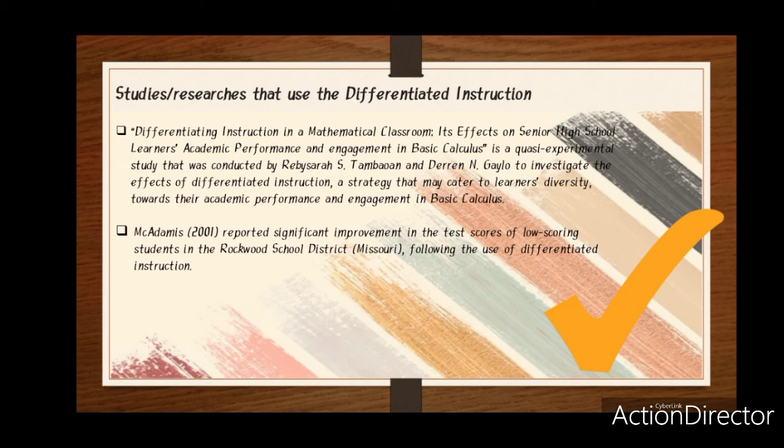The more engaged the learners in the classroom, the more suited the activities to their needs, readiness, and intelligence, the more successful they are in the learning process. That's according to Tamboan and Gailo 2019. Another is Mathadamis 2001, who reported significant improvement in the test scores of low-scoring students in Rockwood School District, Missouri, following the use of differentiated instruction.